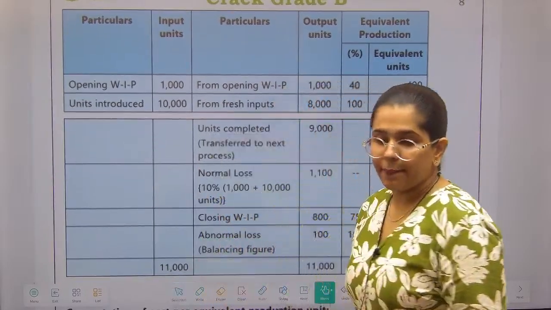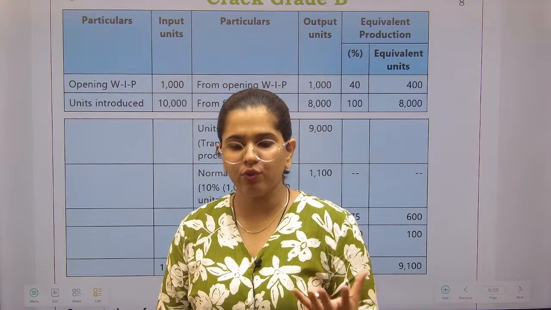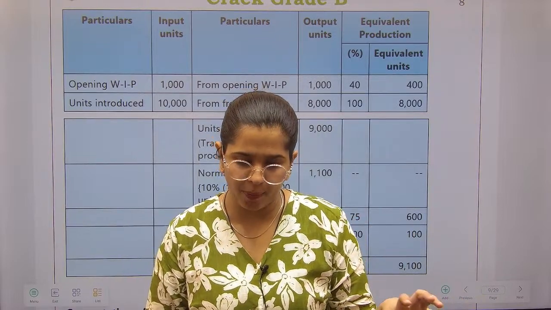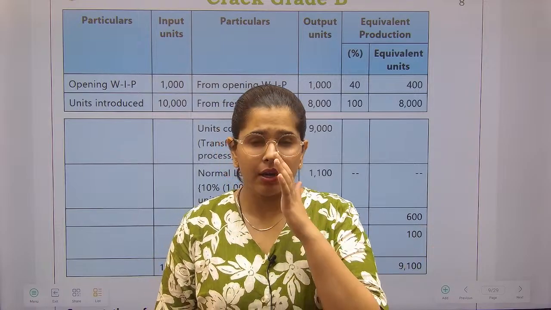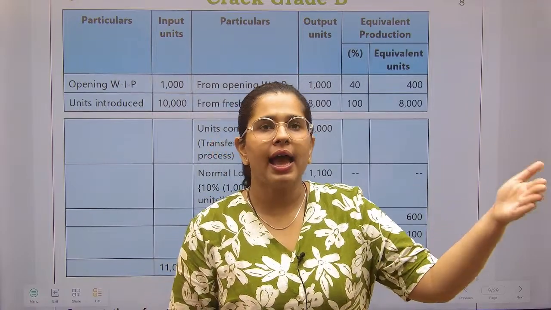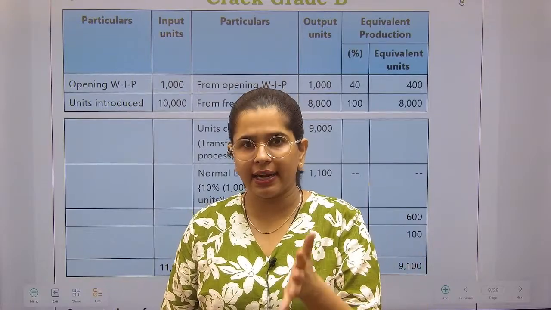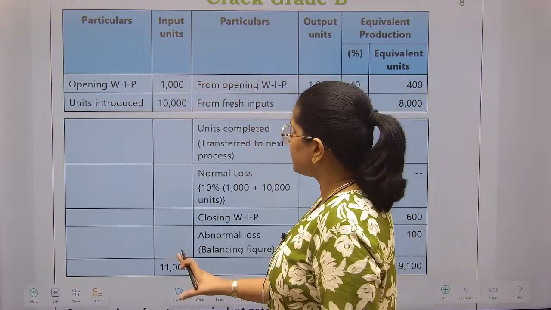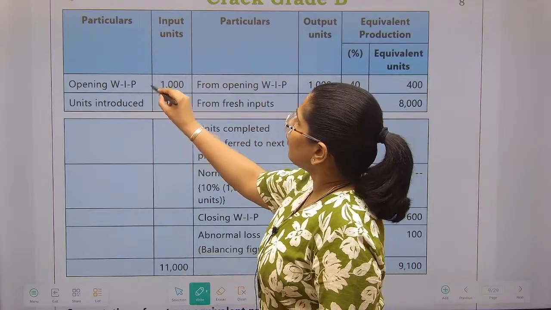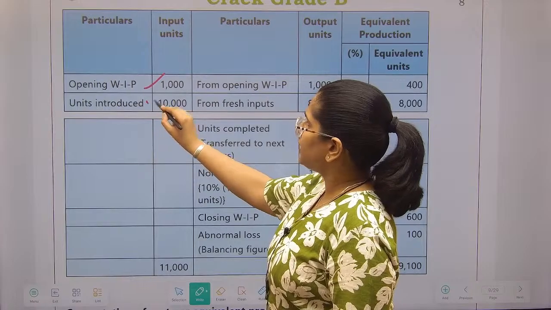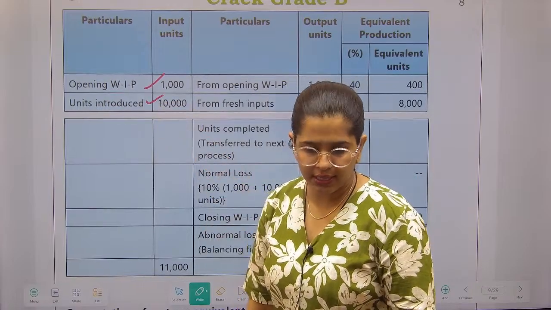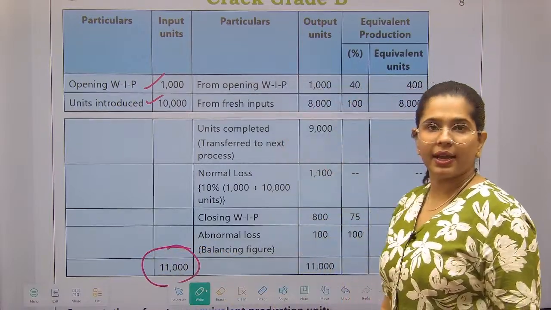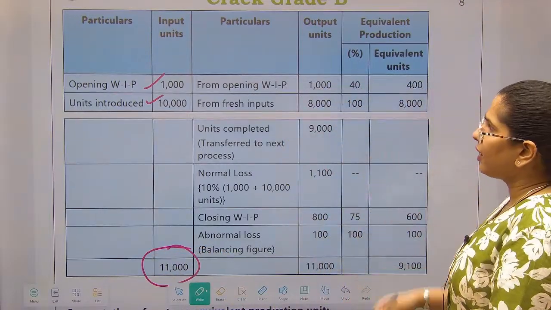It is super easy because this is the FIFO method. I have to keep the identity of opening WIP separate, because I have to identify what has come in first, and that is why I have to consume it first, right? So you see this. This is the introduction part. Opening WIP कितना था हमारे पास में? 1000 units. How many units I have introduced? This is the 10,000, right? So total it gives me 11,000. Total आपका क्या आ गया? 11,000. Now let's come back over here.